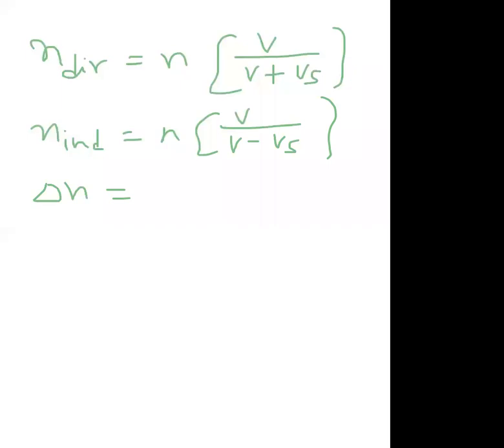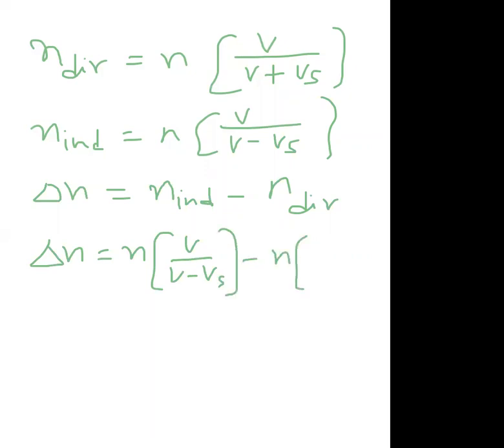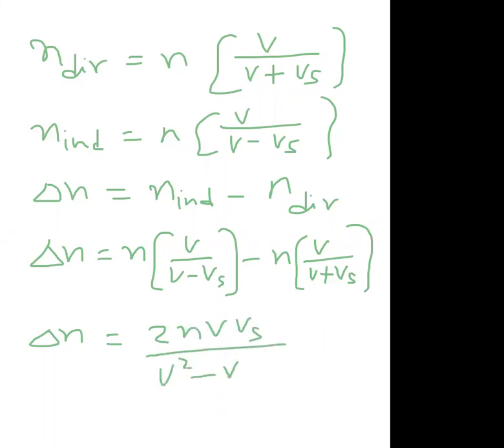The number of beats heard per second is the indirect sound frequency minus the direct sound frequency. The difference in frequency is called the beat frequency. So delta N is equal to N into V by V minus Vs minus N into V by V plus Vs. Just take the LCM and simplify. You will get the expression 2N V Vs by V square minus Vs square in the denominator. This is the formula we have.